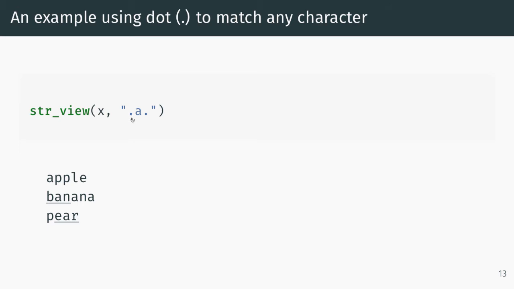In this example, using the same vector, I've used dot to match any character. So this is searching for a single character followed by A followed by a single character. So this matches. This does not match because it overlaps. After this match has been consumed, the next string that the regular expression is looking for is this, and that does not match this. This, however, does.